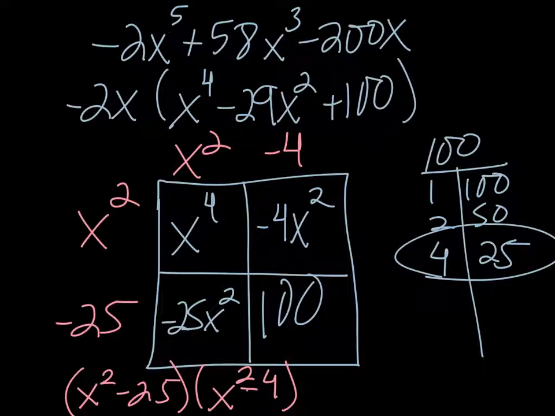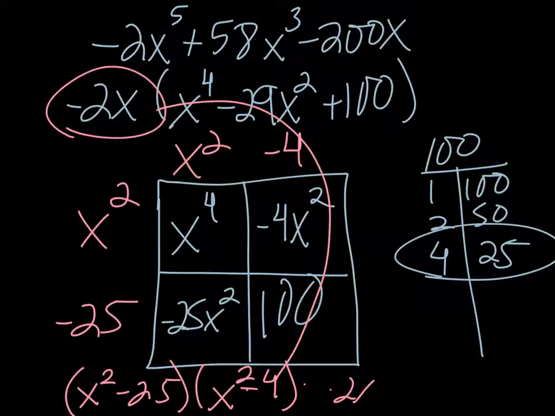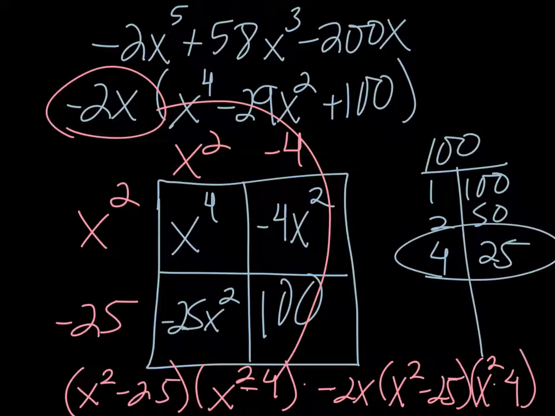Now it's really easy to make a mistake here and to forget our negative 2x. What we're actually going to do is put all of that together, and we'll have negative 2x times x squared minus 25, x squared minus 4. And we did figure that out Wednesday night. We just didn't figure it out using the box. And then from there, we were able to set those equal to 0 to find our factors and to find our multiplicity.